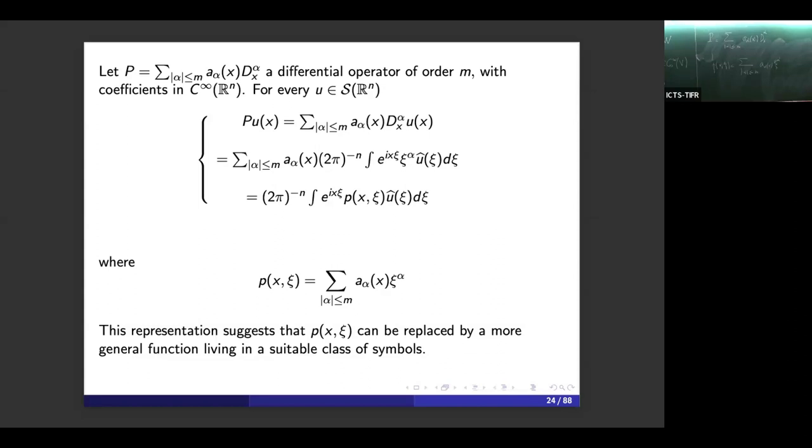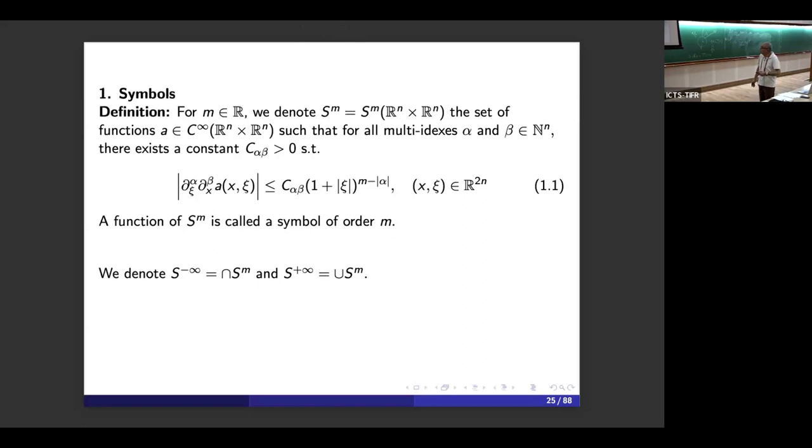We can use this P in a class of symbols. We will work with the simplest class, very intuitive. We call it S^m, so we fix an order m, it can be positive, negative. A is smooth, and the behavior of A is the following. When you derive with respect to x, nothing happens. When you take a derivative with respect to xi, you lose the length of alpha power of xi.